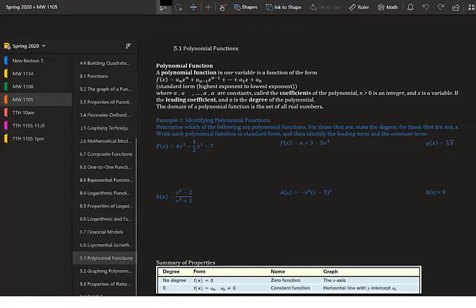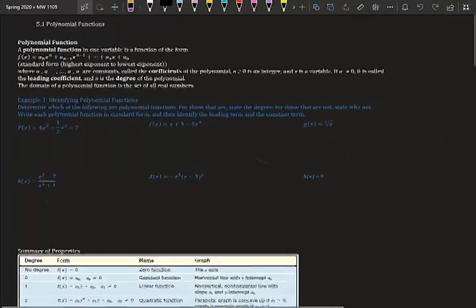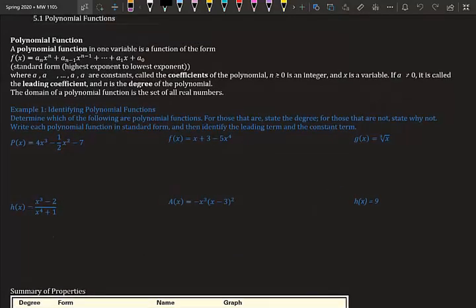5.1 Polynomial Functions. Alright, a polynomial function in one variable is a function of the form.